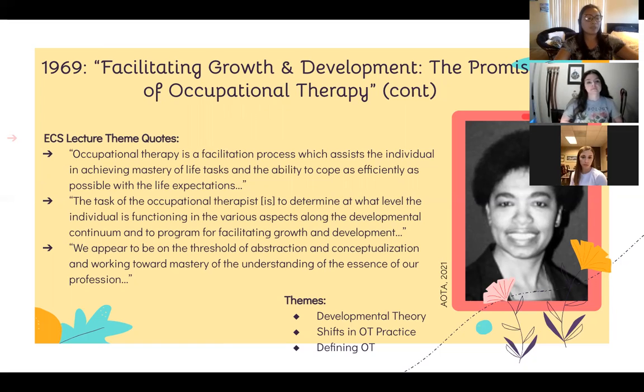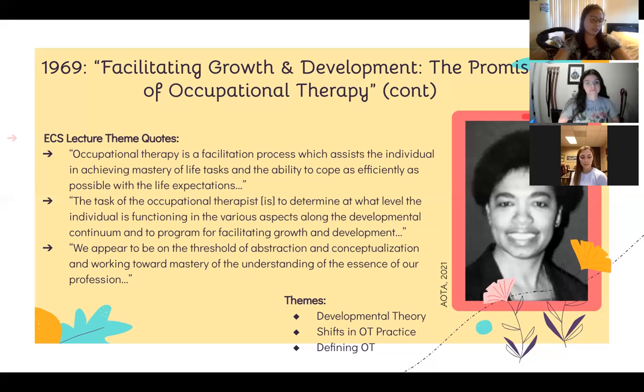In order to move us towards mastery, selected relevant activities and relationships will be needed to nurture our continued growth and development. So some themes that she touched on are multiple that I've already mentioned in my analyses of Mary Riley and A. Jean Ayers' lectures, but they are developmental theory, shifts in OT practice, and defining OT.